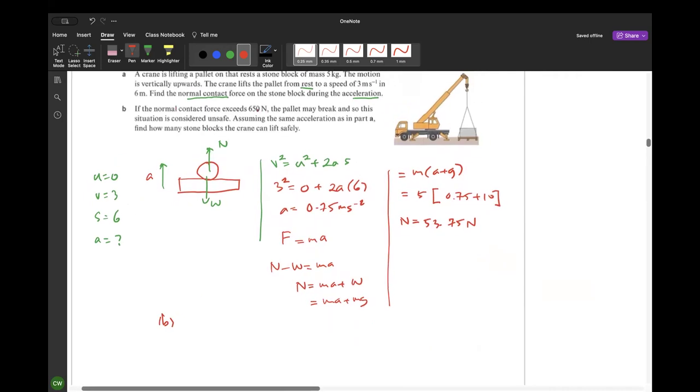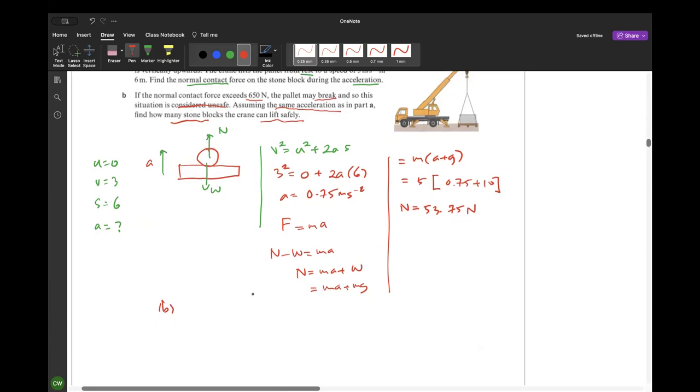If the normal reaction force exceeds this number, the pallet will break, so it's unsafe. Assume the same acceleration. How many bricks can the crane safely lift? So now acceleration is the same. We do not know how many. Okay, so we have to come back to this equation. It means N is m times (a plus g).